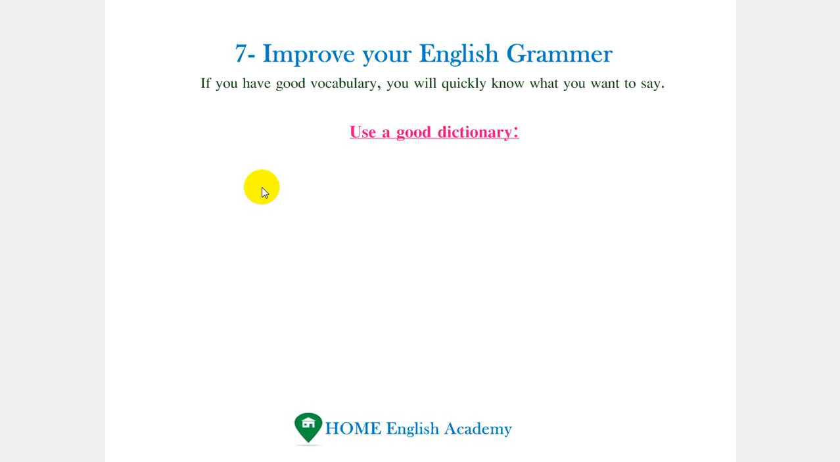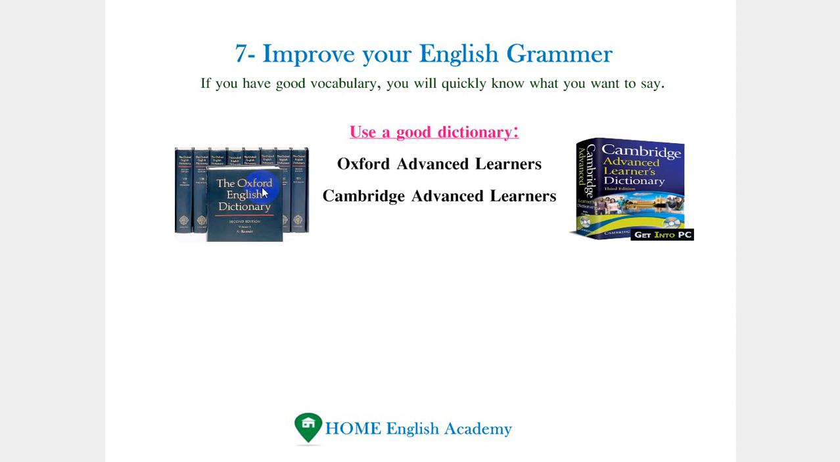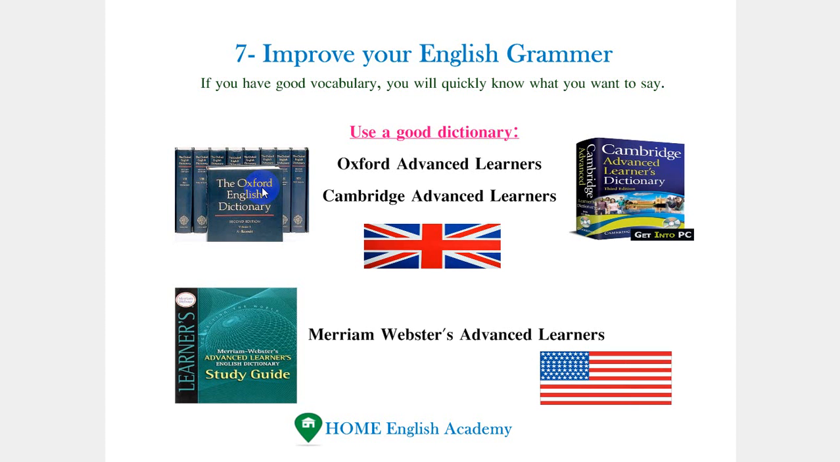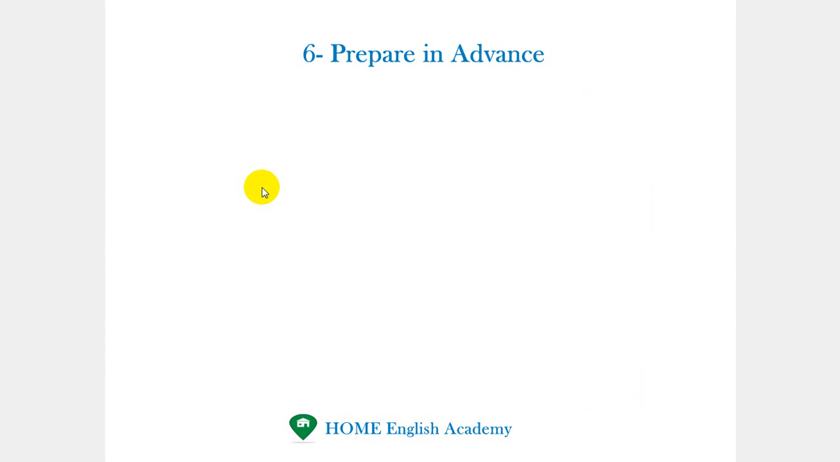Use a good dictionary. You can find the Oxford Advanced Learner's and Cambridge Advanced Learner's, and they are good for British English, and a British English follower should have this type of dictionary. And then the Advanced Learner's study guide, Medium websites, Advanced Learner's, and this is good for Australian English. Prepare in advance.